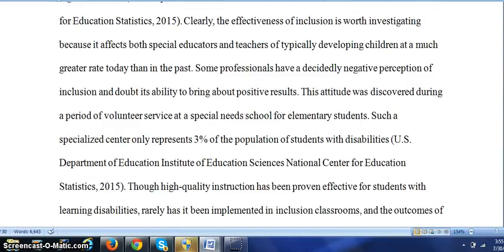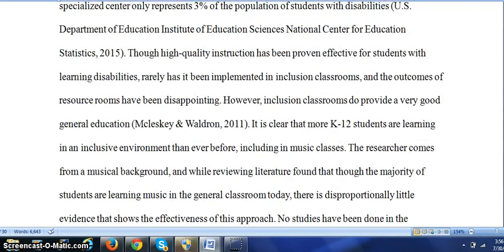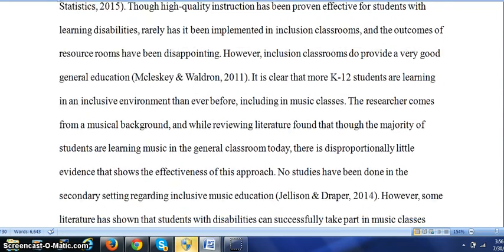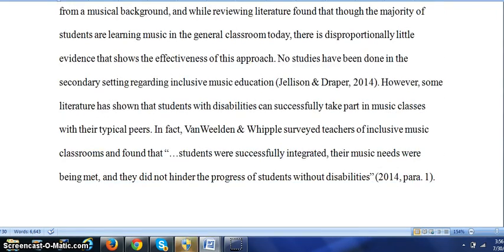And here, you don't have to give stats. You don't want to quote specific studies that are helping to make the case for whatever question you're looking at. You can give statistics like 3% of the population, such as a specialized center only represents 3% of the population of students with disabilities. That's fine. You know, that is a stat, but you're not giving statistics from the study. You're only giving information and background, just introducing the reader to your subject.